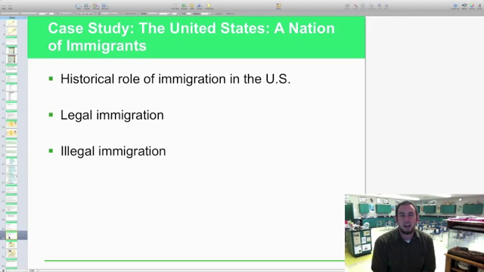The case that we talk about is the United States, a nation of immigrants, and we surely are. We're a very big melting pot for a lot of different cultures, which is kind of a cool thing. I enjoy living here in the United States, that's for sure, and appreciate the fact that we have a melting pot of cultures around us to learn from and really see things through a different perspective. But our historical role of immigration in the U.S. is that we've had legal immigration and we've had illegal immigration, and both have contributed to our populations.